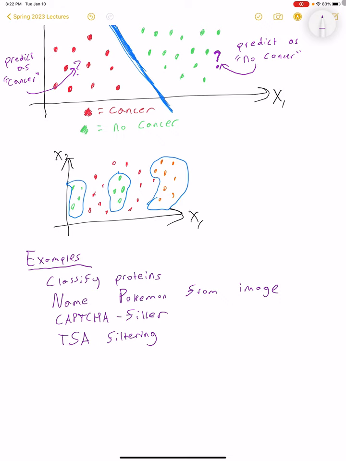Okay, is everyone clear on what classification is conceptually? Would another example be you've got a bunch of different paintings and you're trying to classify the artist? Yeah, you can do that as well. That could be another one. Let's add that. Classify artist.